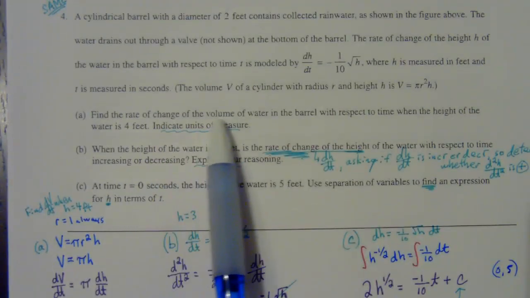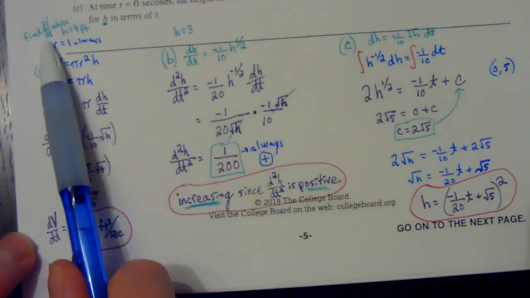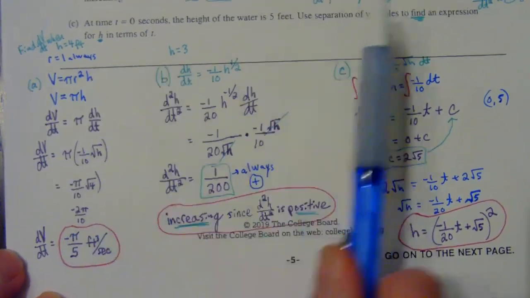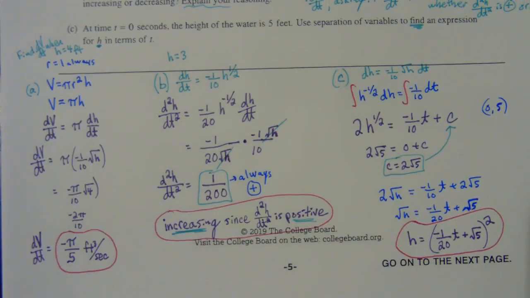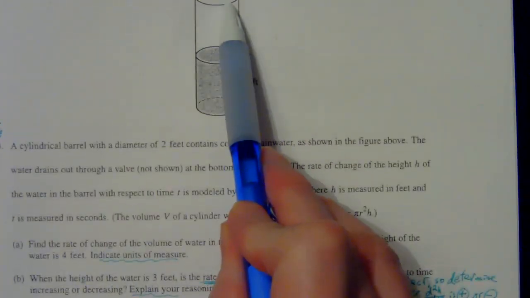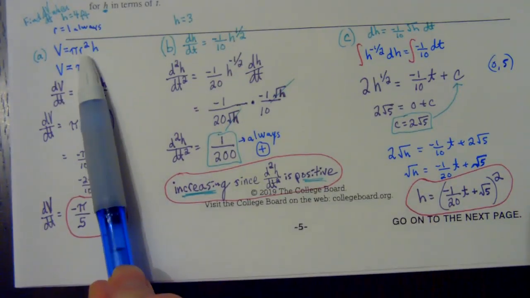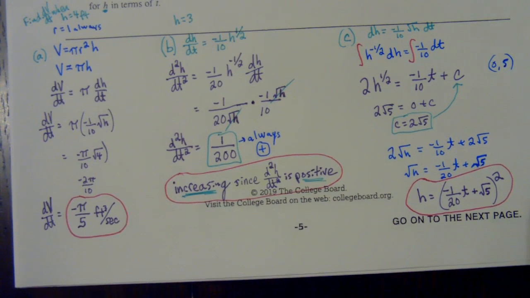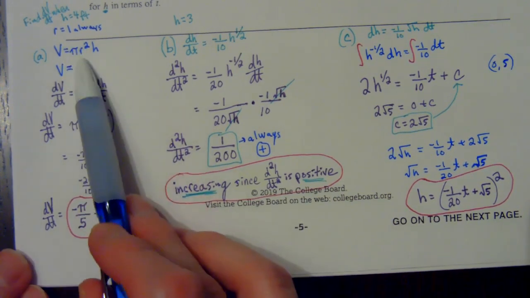So I start with that volume formula. Part A says find the rate of change of the volume. So we know that means we're going to find the dV/dt when the height of that water is 4 feet, so when that h is equal to 4. The nice thing is, since they gave us a cylinder, the radius is always equal to 1. It's not changing like on a cone. So the radius is always equal to 1, which means you can use that number always. It's not a variable, so you can just plug that 1 in right away.